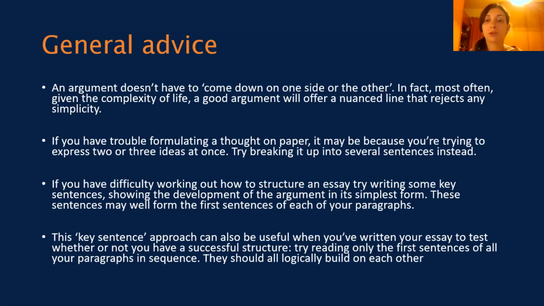Then, if you have difficulty working out how to structure an essay, try writing some small key sentences showing the development of the argument in its simplest form. So in the previous example that we had with animals and zoos, we could go, animals should not be kept in zoos, full stop. Zoos can make animals feel sad. Start by writing some key sentences, small and simple. And these sentences can be the first sentence of your paragraph. And then when you have elaborated and you have your main argument and it does make sense, you can work a bit more on your writing and you can try and make them more complex and you can make them sound nicer.